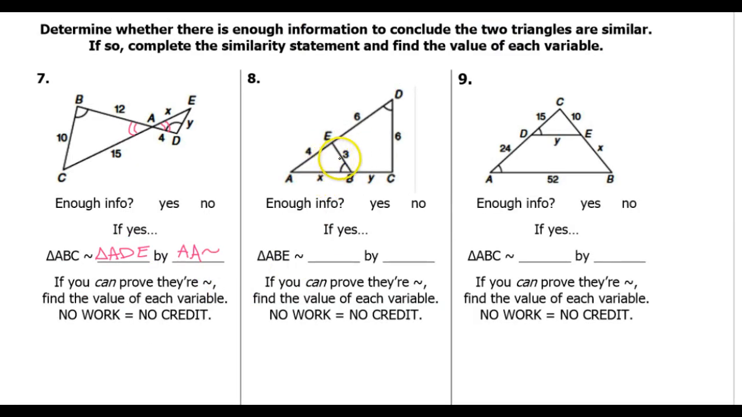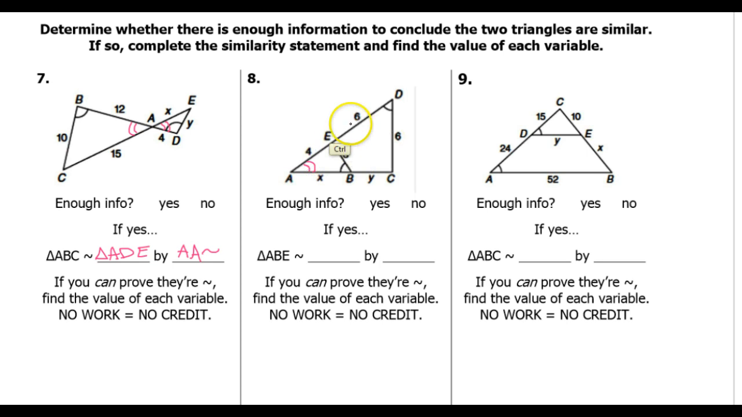Okay, how about this next one? Of course, we're looking at the small triangle and then the bigger triangle. Now, I see that they have these two angles marked congruent. So that makes me look out for angle-angle similarity again. Now, this angle right here is shared by both triangles.